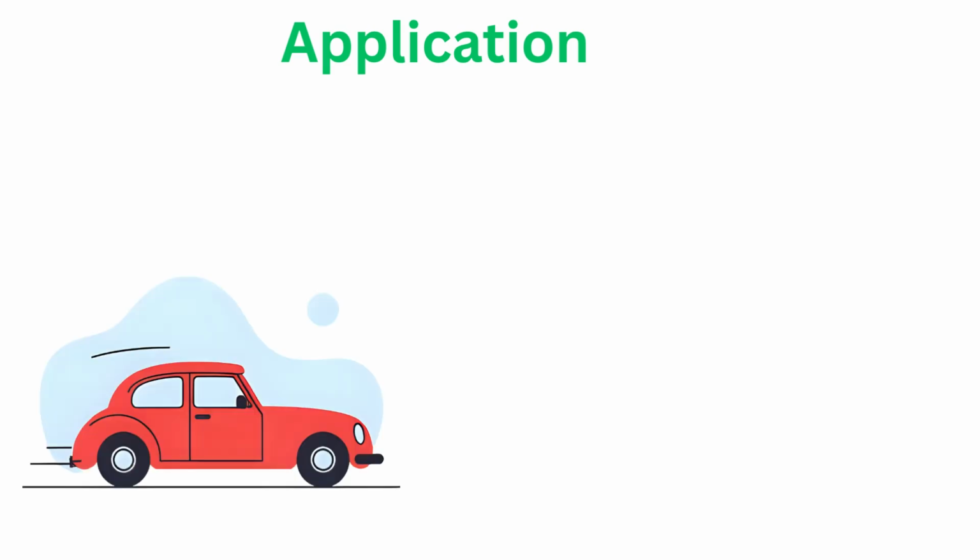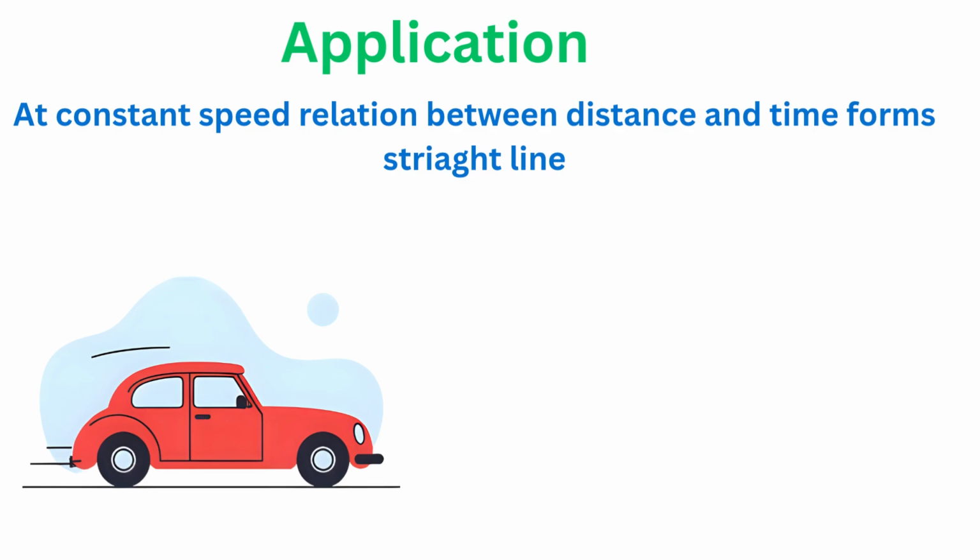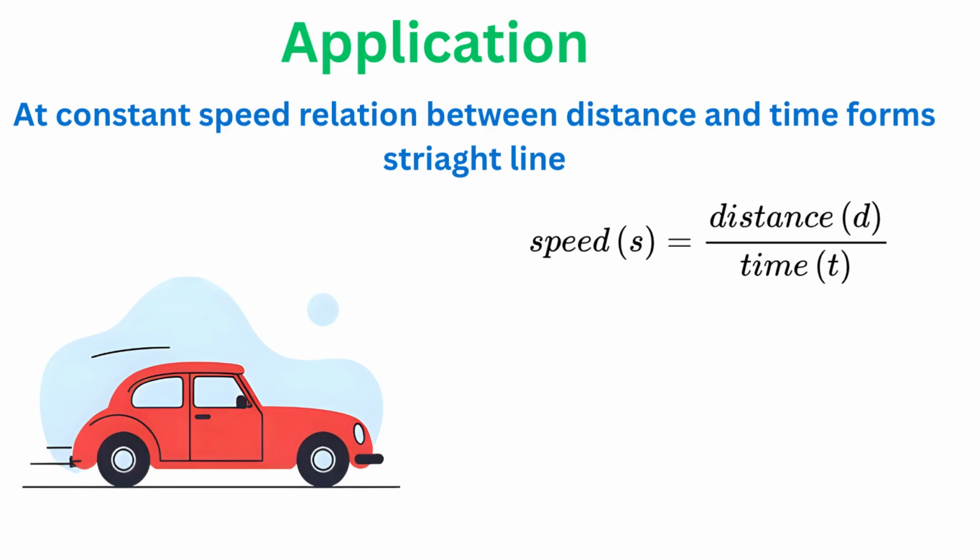Let's see a real-world application of a linear function. Imagine a car moving on a road. If your car moves at a constant speed, the relationship between distance and time forms a straight line. We know the basic formula: speed equals distance divided by time. That's speed equals distance over time. Now, if the speed is constant, we can rearrange that equation to get distance equals speed multiplied by time.